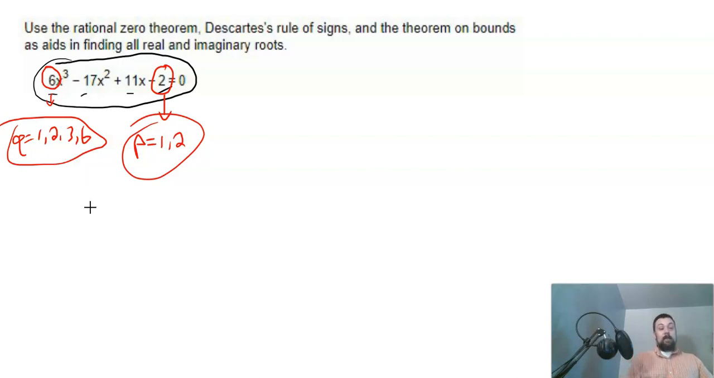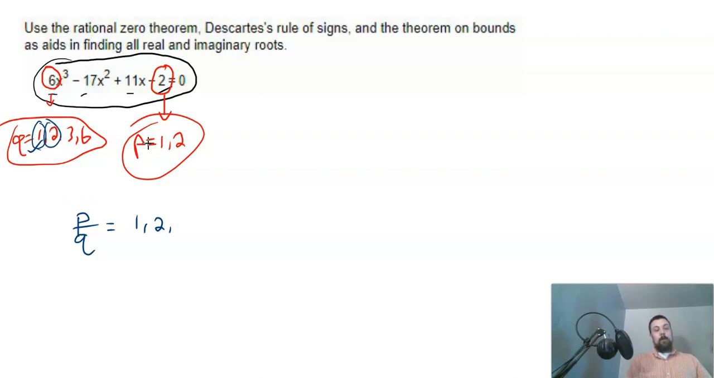So our list of guesses are constructed by taking every possible value of P divided by a value of Q. So every possible combination of a value of P divided by a value of Q. I like to start with a particular value of Q. So I'm going to start with Q equals 1 and then divide every value of P by that value of Q. 1 divided by 1 is going to be 1. 2 divided by 1 is going to be 2. And that takes care of Q equals 1.